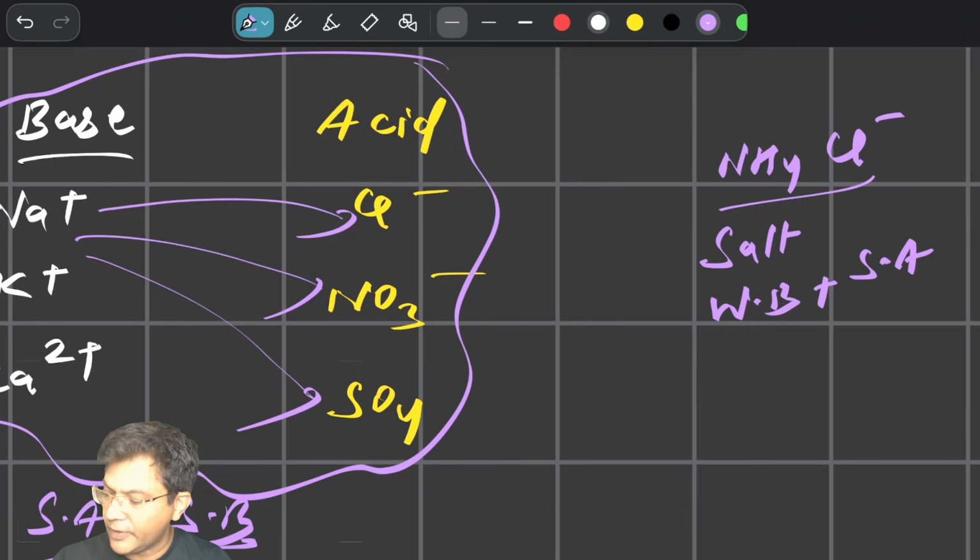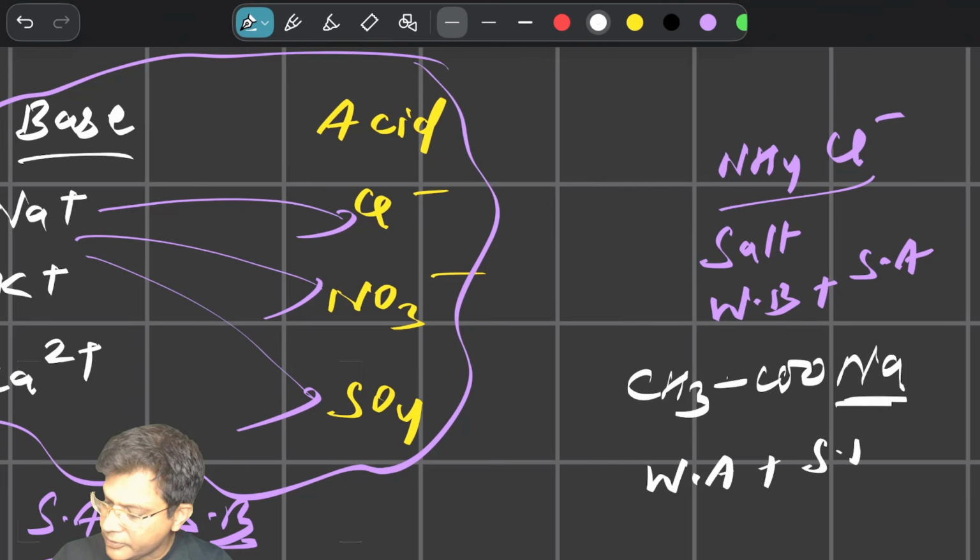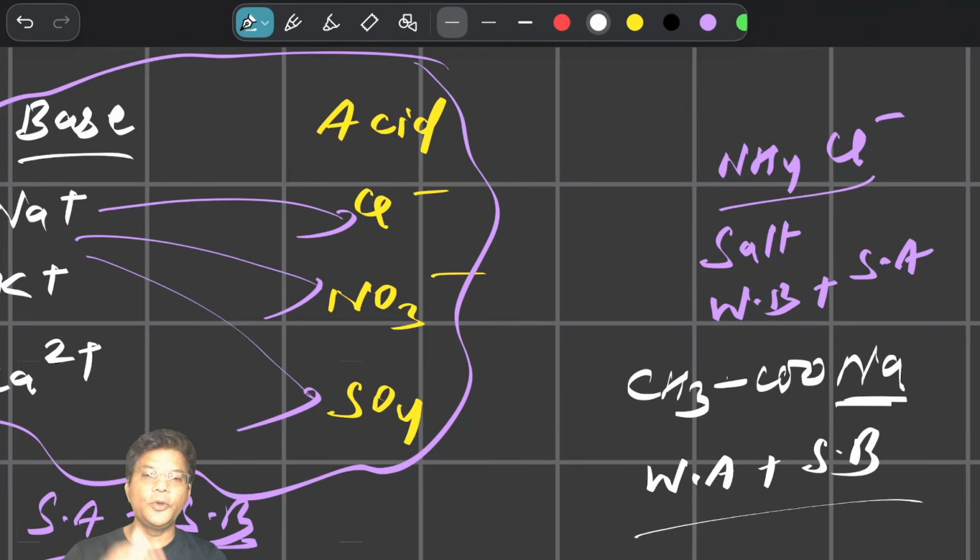So now suppose if I form salt like CH3COONa. Now what you will say? Na is from the strong base, so acid is weak. So it is a salt of weak acid and strong base. I will write like this. I hope you got it.